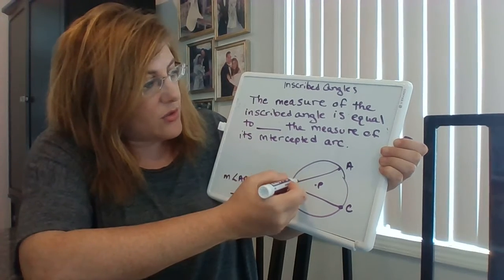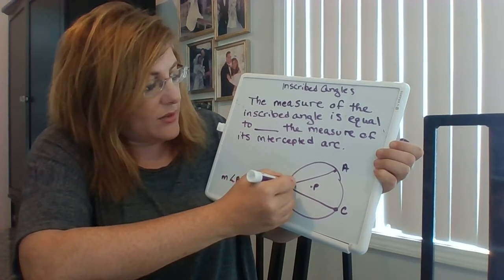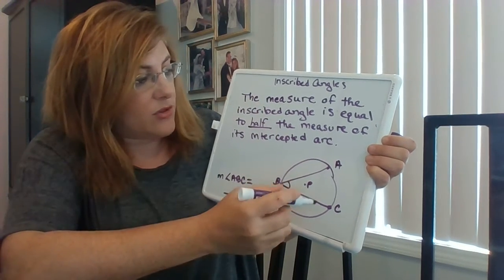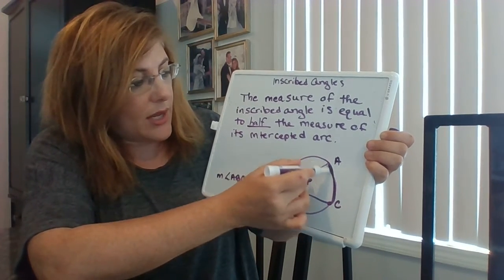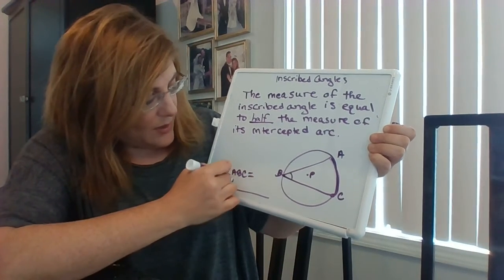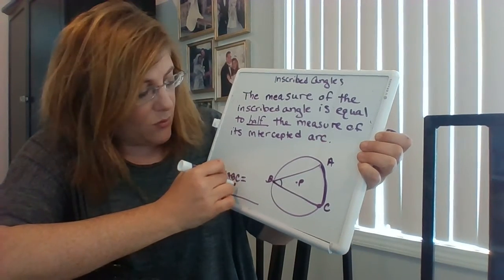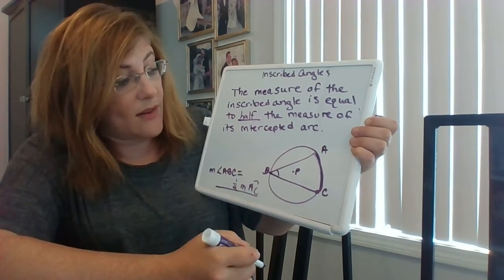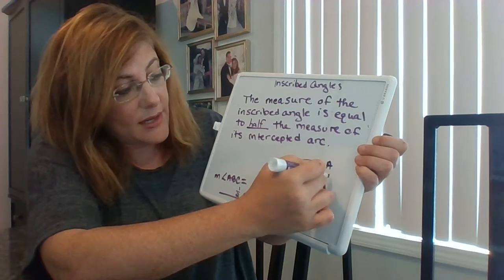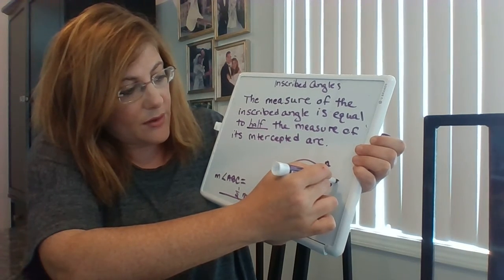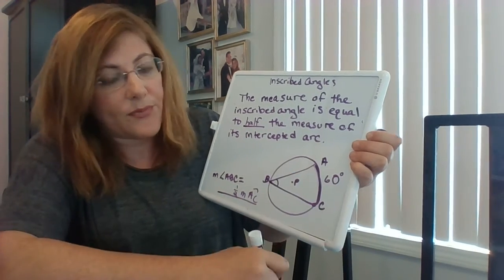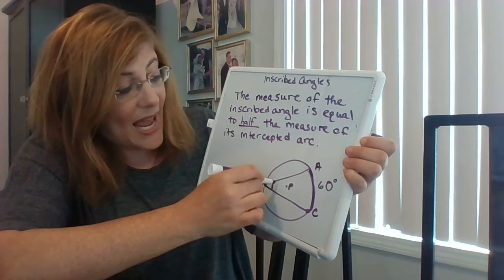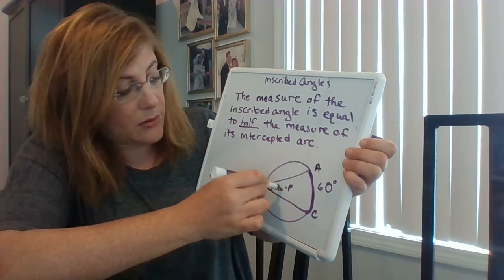Now we're going to talk about the measure of inscribed angles and their intercepted arcs. The measure of the inscribed angle, which is this right here, angle ABC, is equal to half the measure of its intercepted arc, which is arc AC. So let's think about this. The way to write that would be 1/2 the measure of arc AC. So if we're given that arc AC is, let's say, 60 degrees, then the measure of its inscribed angle is half of 60, which is 30 degrees.